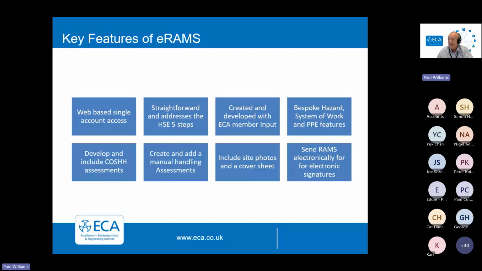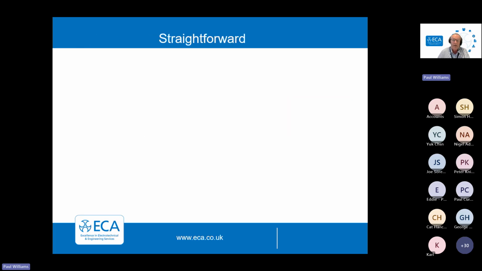So clearly it's web enabled and straightforward to use. It follows the HSE requirements in terms of their 5 steps model. It was developed with member input. You can bespoke it. You can also develop and create COSHH assessments and manual handling assessments. You can include site photos and also a cover sheet. And one of the most useful and more recent features is the ability to send RAMS electronically from within the software. So let's drill down on each of those a little bit more.